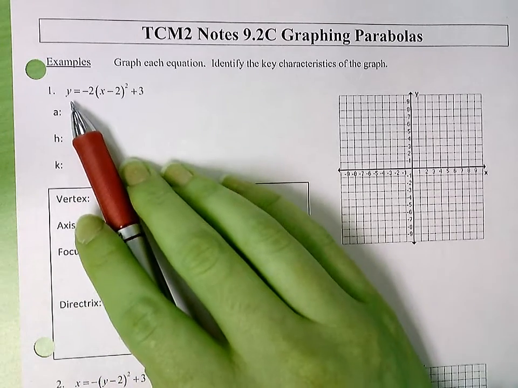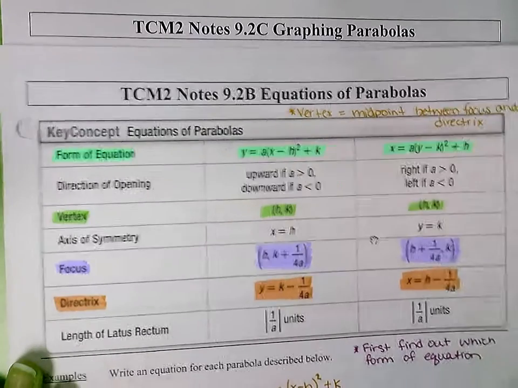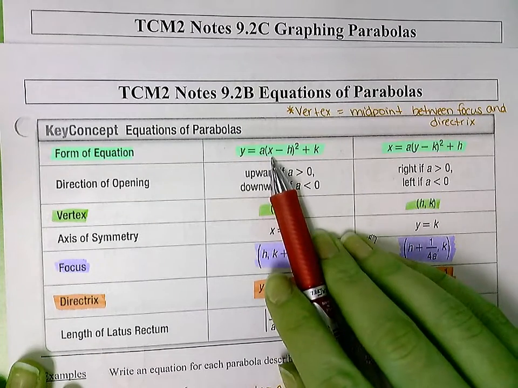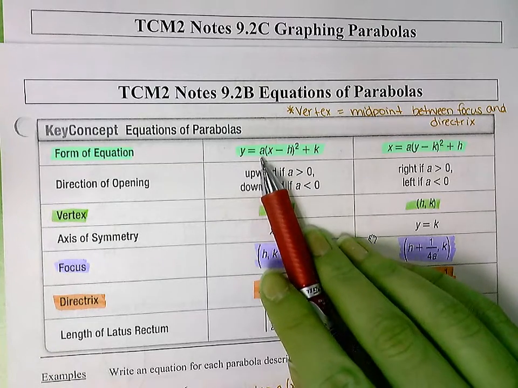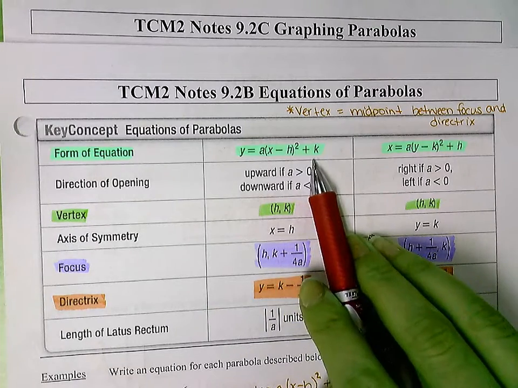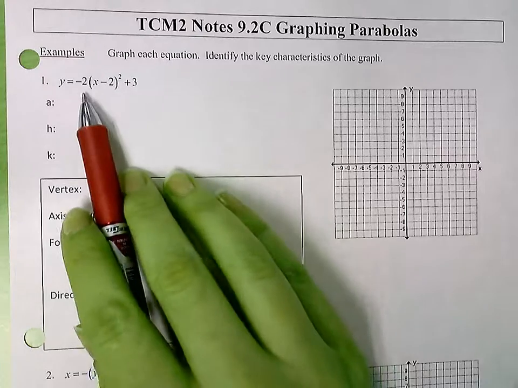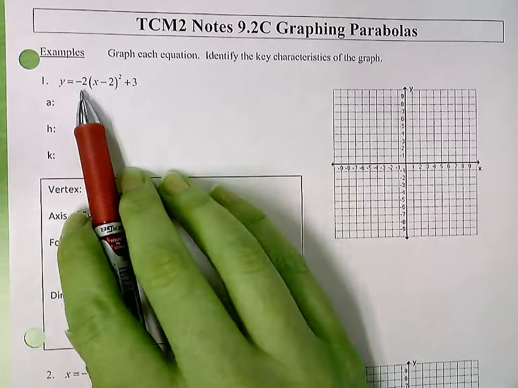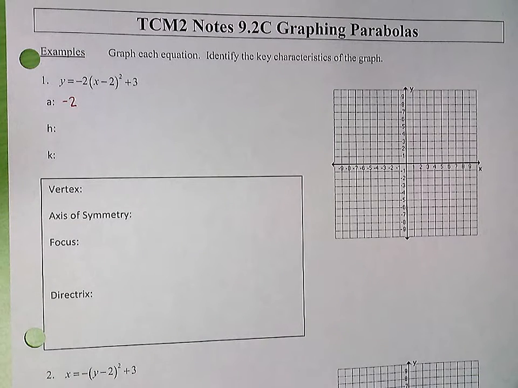So this parabola, our form for that equation is right here. Okay? So A is on the outside of those parentheses, H is on the inside, and K is outside. Okay, so my A value right here is -2.